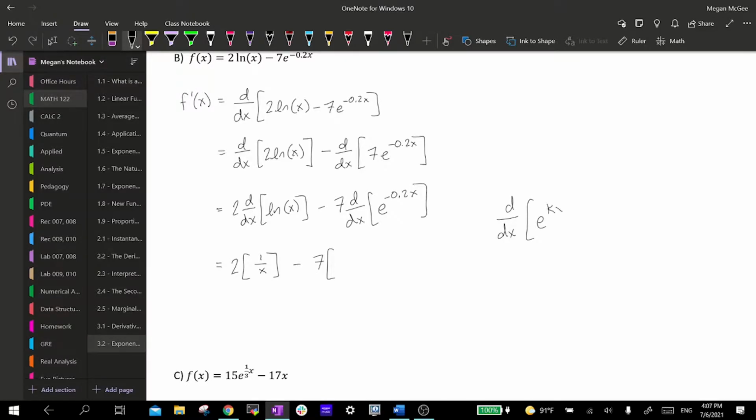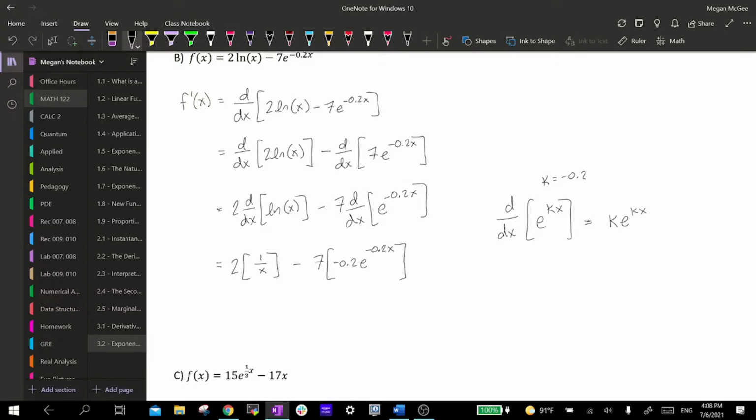Alright, so this is one of our derivatives of e to the kx, right? Where we have k is equal to negative 0.2. So the derivative of e to the kx is k e to the kx. This is one of our special cases. Alright, so if k is negative 0.2, we're going to have negative 0.2 times e to the negative 0.2x. And that is our derivative of e to the negative 0.2x.